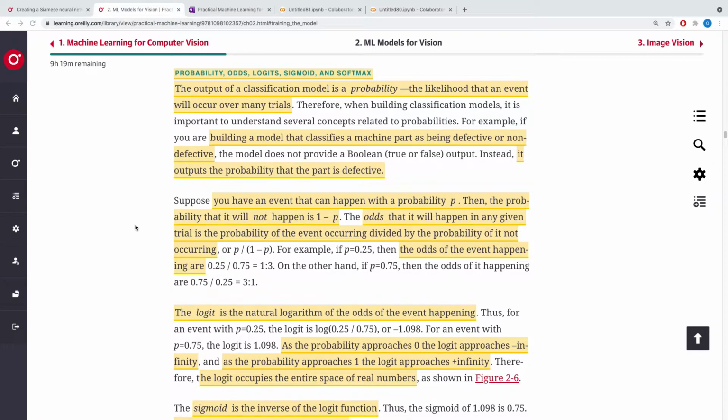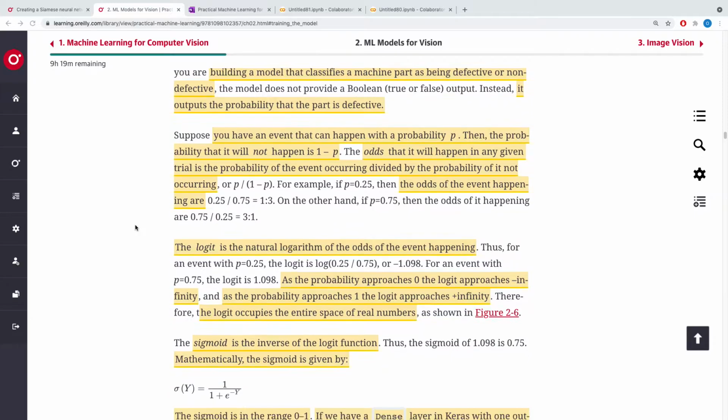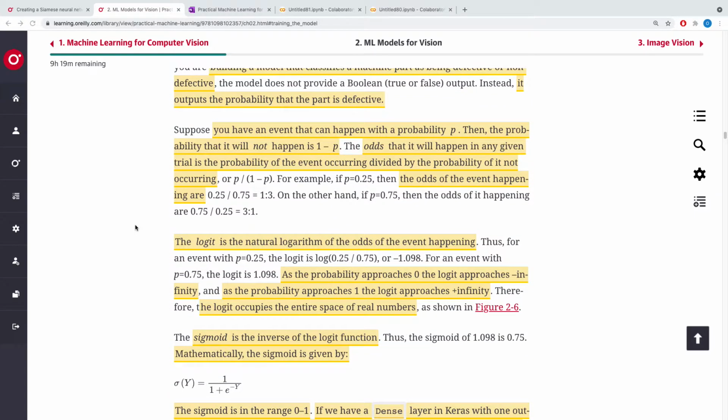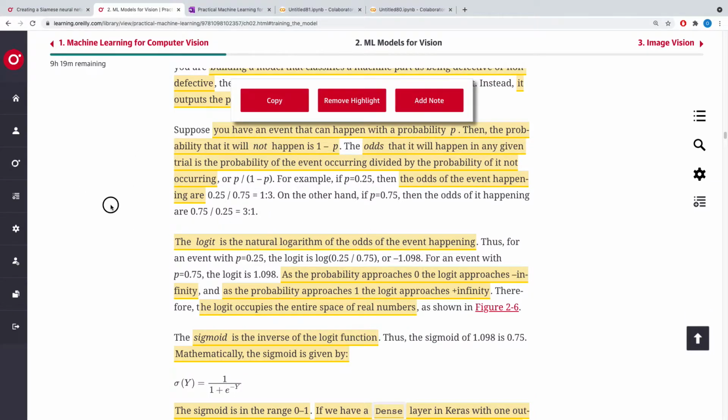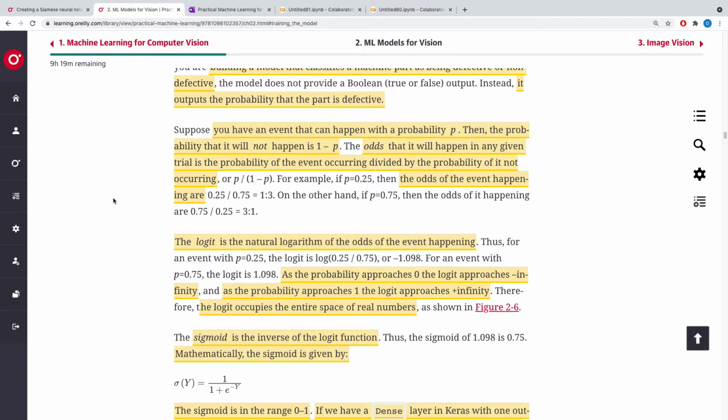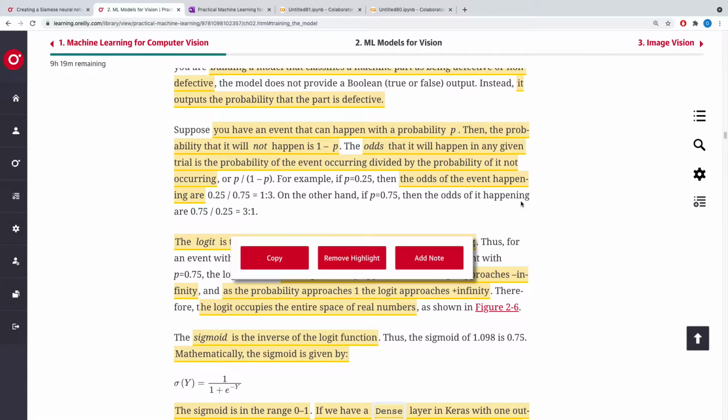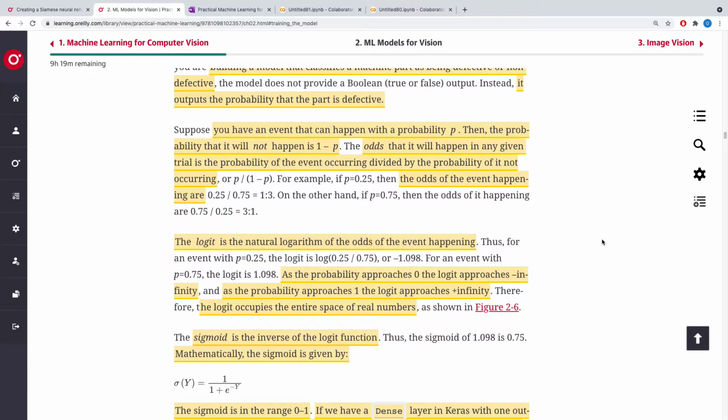And of course, if the task ahead is a binary classification task, that is either 0 or 1, with just two classes, then once we know the probability of 1, we can simply get the probability of the other class by subtracting that probability from 1. So if the probability that an event will happen is p, then the probability that it will not happen will just be 1 minus p.